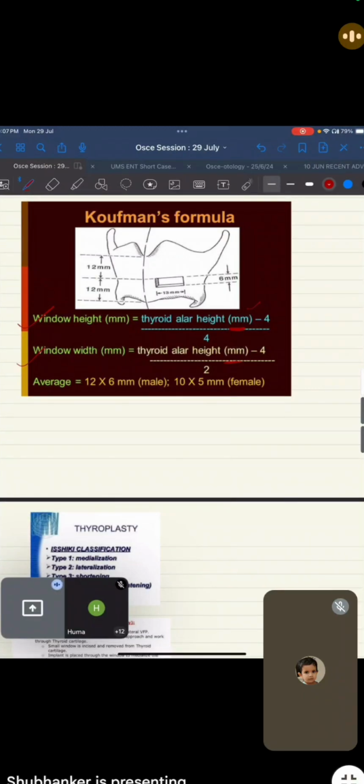And this window width will be given by thyroid height in mm minus 4 divided by 2. So this you should remember, and approximately what is in the males, what is in the females. It has been previously asked also, what is the Kaufman formula for this thing, and it is a potential repeat.